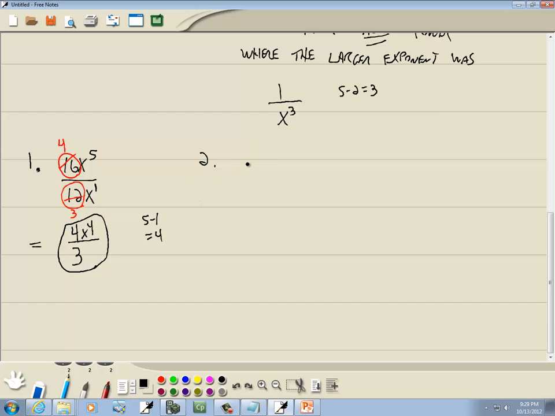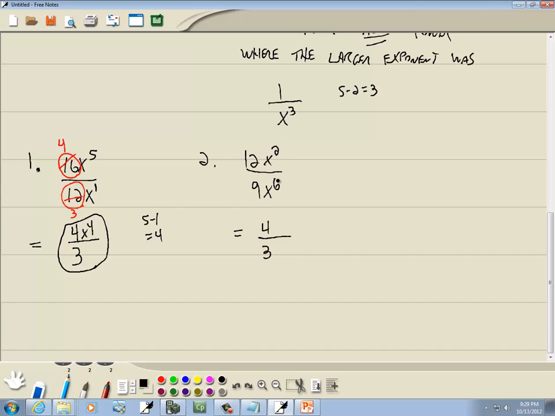Now let's look at another one. Got 12x squared over 9x to the 6. First thing, let's look at the numbers. 12 and 9 are both divisible by 3. 12 divided by 3 is 4. 9 divided by 3 is 3.